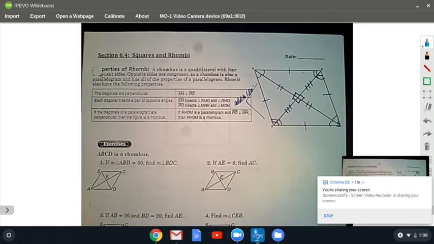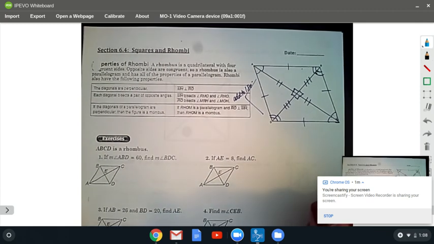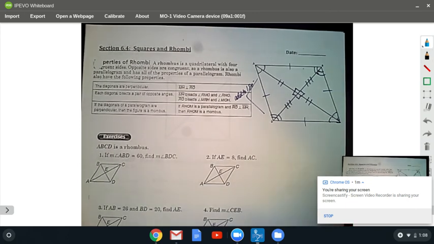If the diagonals of a parallelogram are perpendicular, then the figure is a rhombus. So I think we labeled our rhombus pretty good here. Now let's go over some problems you might see about a rhombus.